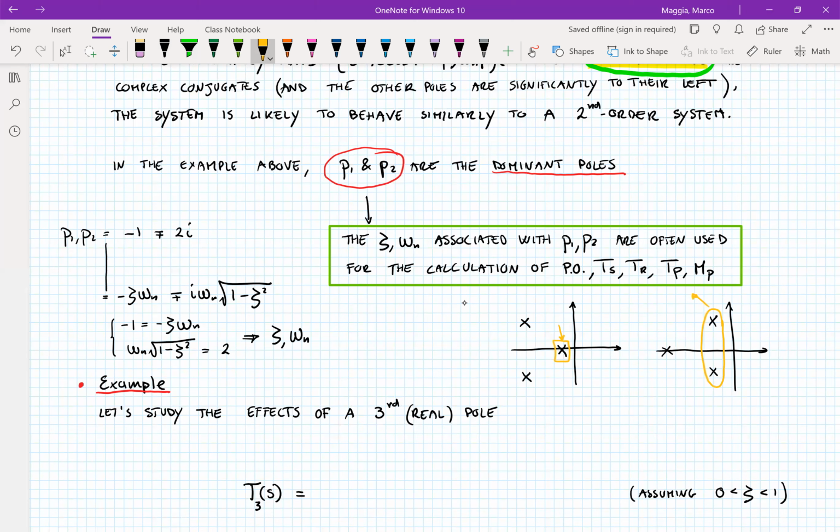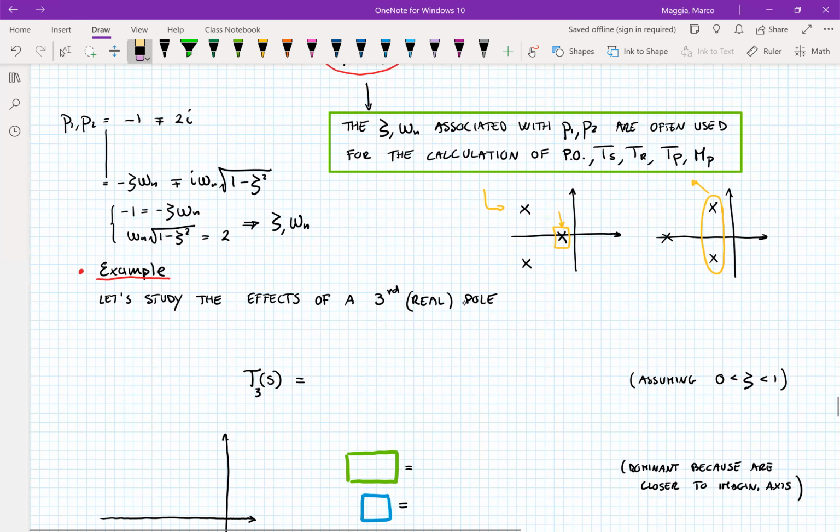You can always define the performance indices even for a system like this with just one dominant pole. The thing is that you would have to take a look exactly at the output of the system, and you cannot estimate the performances using the equations that I provided. That's the only drawback. All right. With that being said, let's now take a look at an example.